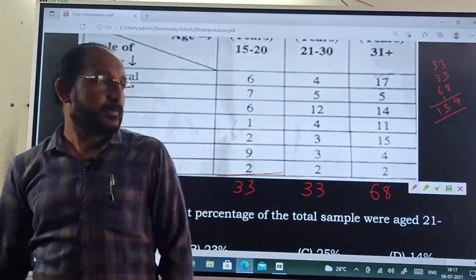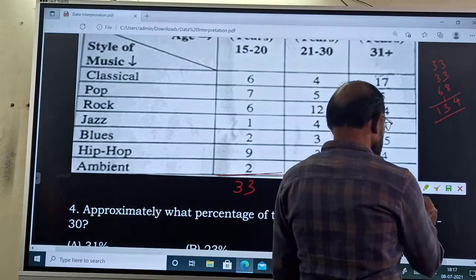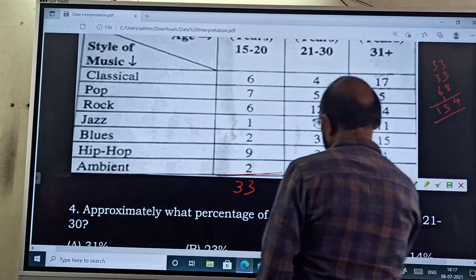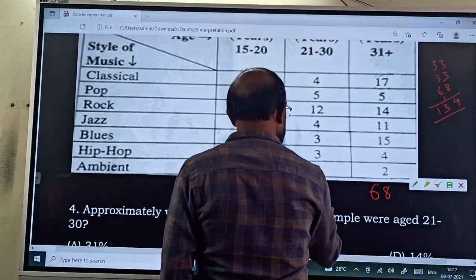So red ink is not visible, sir. Okay, then I can change this. Green, okay? Green is okay, sir. Okay? Yes sir. Right.